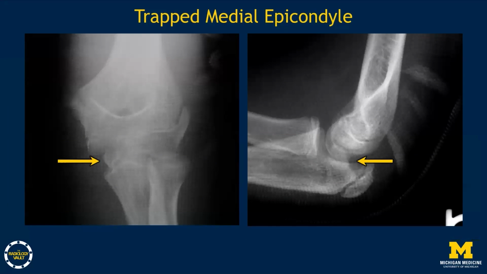Oftentimes, when these dislocated elbows are reduced, the medial epicondyle ossification center is trapped within the medial joint space between the ulna and the trochlea, as we see here. So this is something to specifically look for in the post-reduction radiographs.